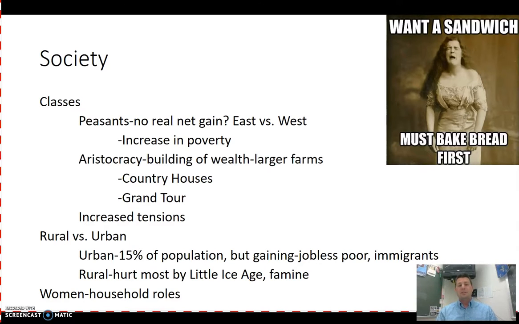And in the East, we don't really see any of this going on. It's still kind of status quo in places like Russia and Poland, etc. We do see an increase in poverty, especially people who are willing to work and unable to find work. For the aristocracy, increase in wealth, larger farms.